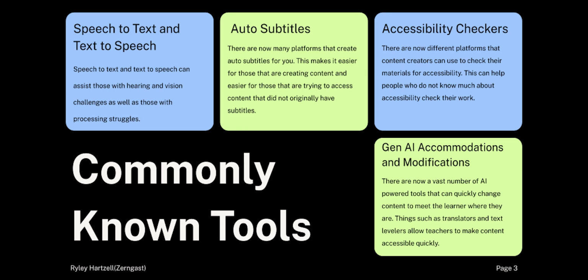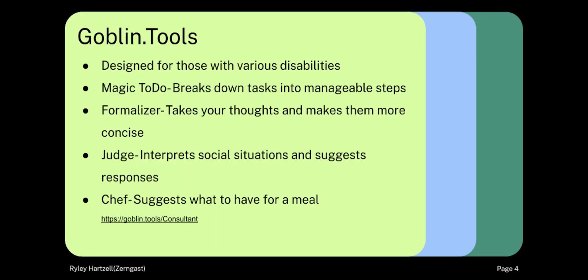Now we're going to go ahead and discuss the ones that you may not know. The first one is actually one that I was really excited to see when I found it. It is specifically on the one that I found, a website called Goblin Tools. This website is designed for those mainly that experience things like ADHD, ADD, autism. It has a lot of really great tools. Many of them help with day-to-day tasks, but some can be really used specifically for online education.